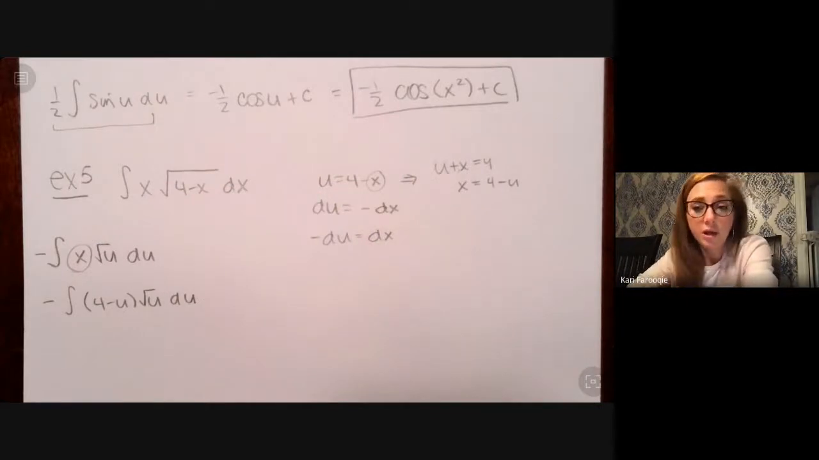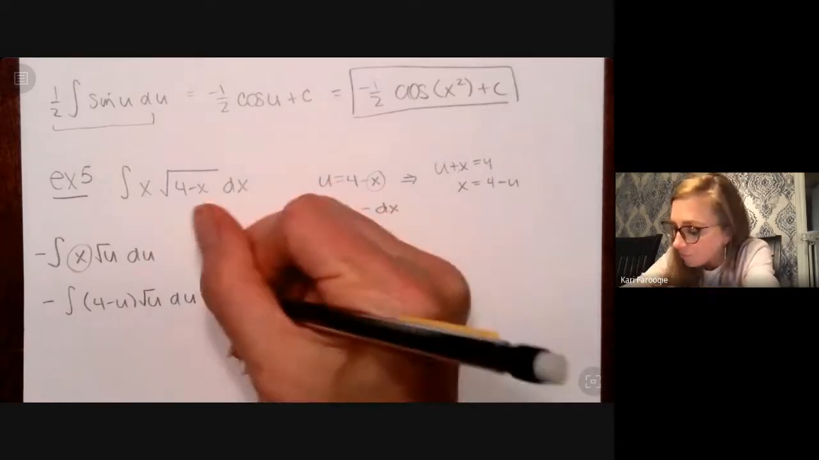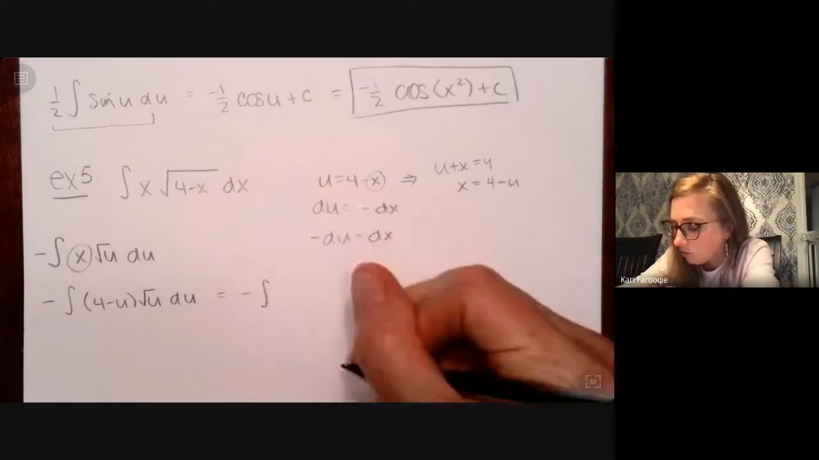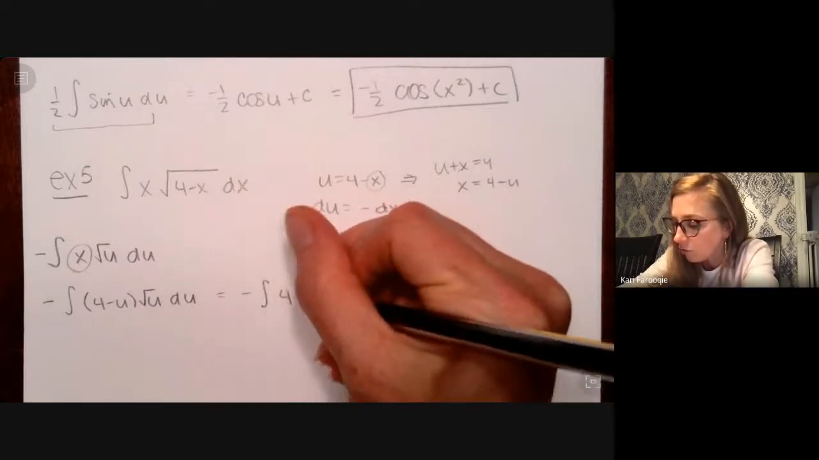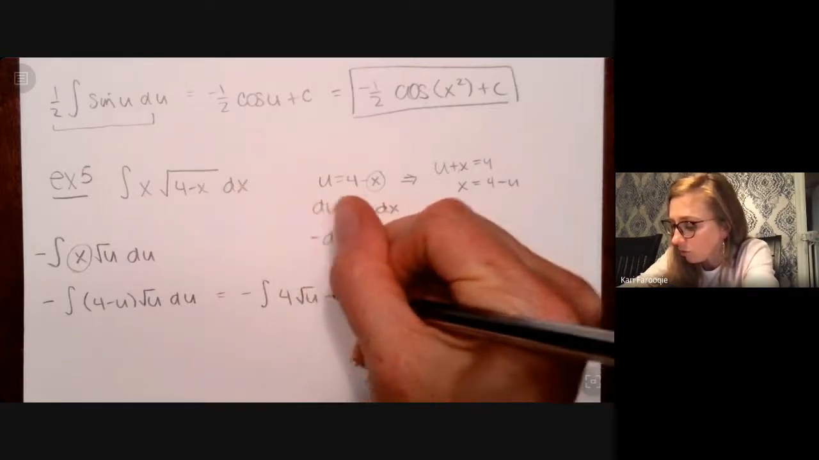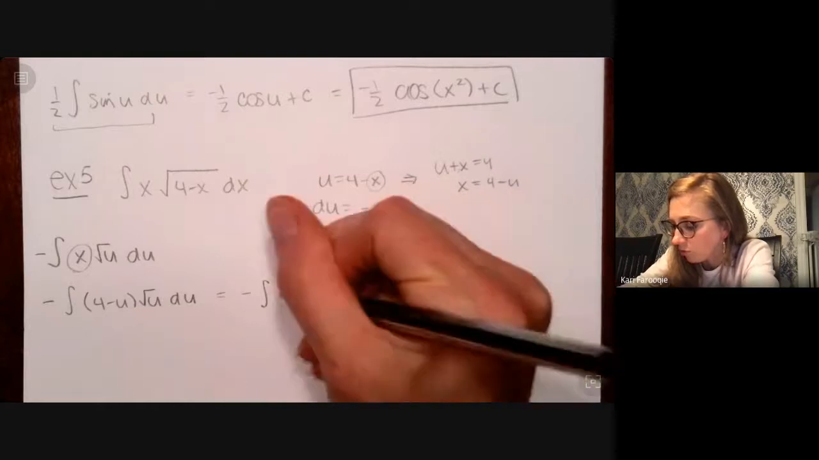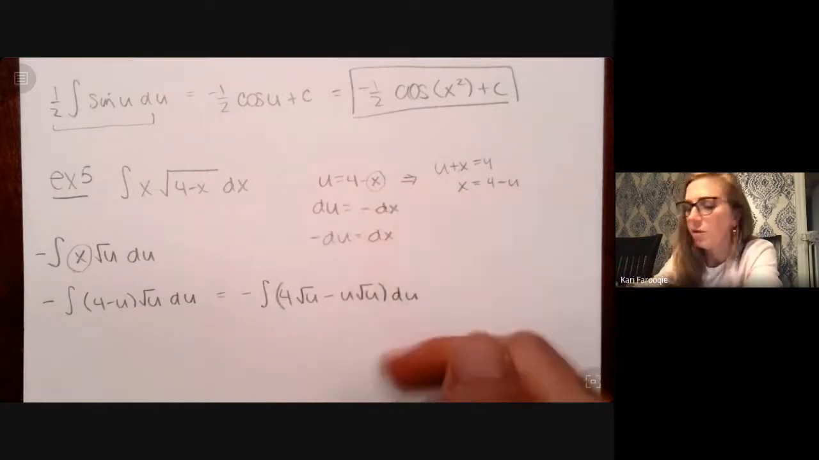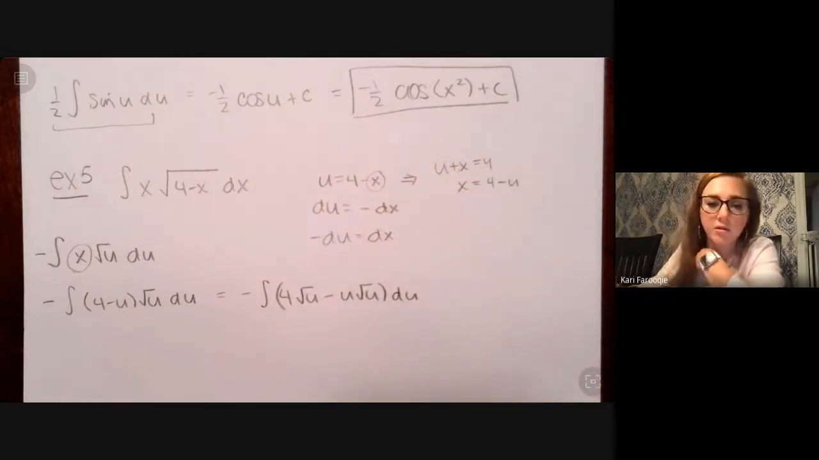And again, we don't have a product rule for integration. So the only way you're going to be able to do this one is to multiply it out. So you'll have negative times the integral of 4 times the square root of u minus u times the square root of u du. And anytime I have more than one term in an integral, I usually will just put parentheses around it.